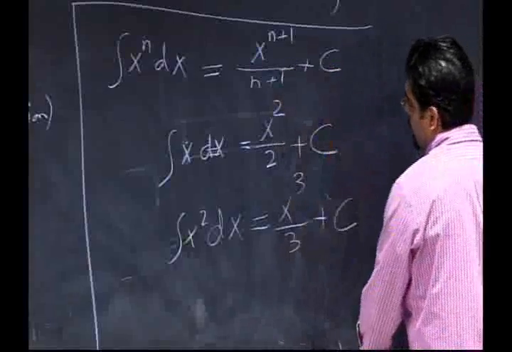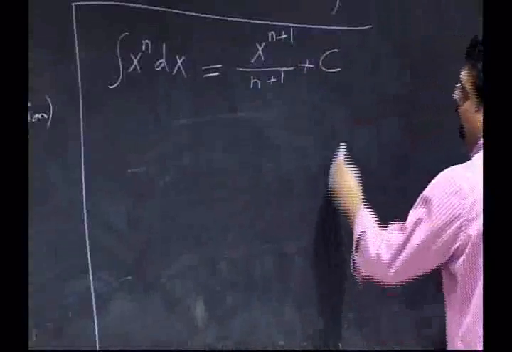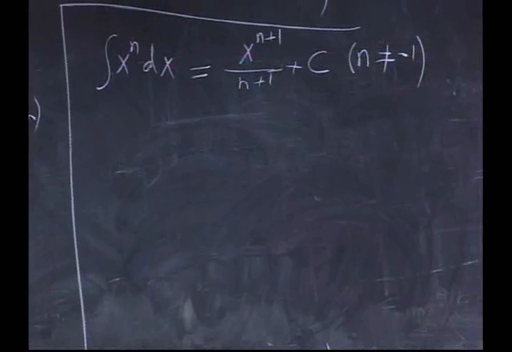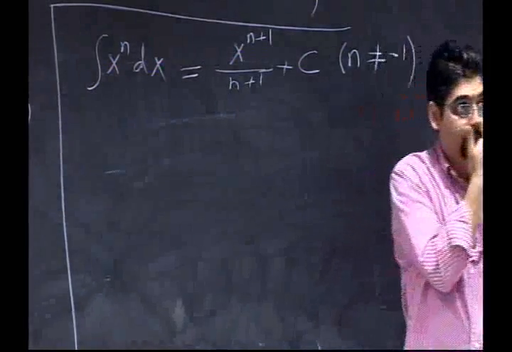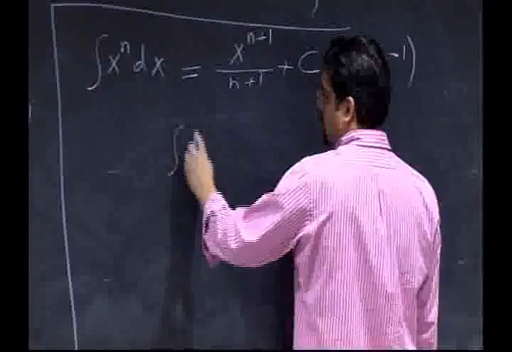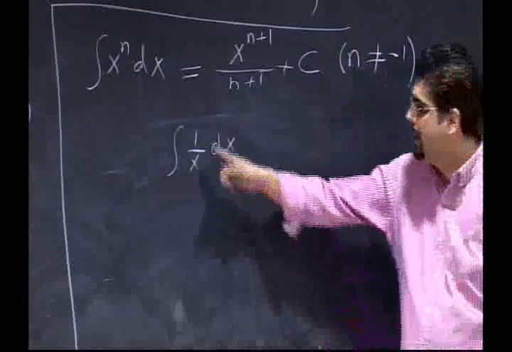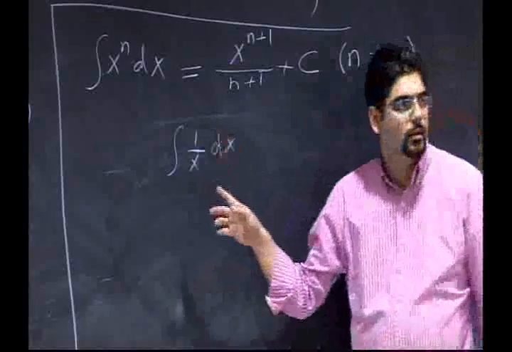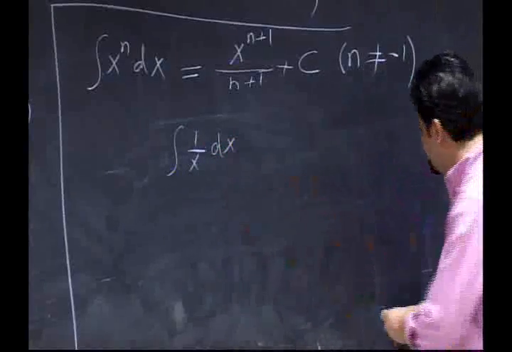But here we have to be a little careful. This only makes sense provided n is not -1. So this is like the power rule for integrals. This rule doesn't work for an antiderivative of 1 over x, which is x to the -1. We can't find it using this rule. Actually, this is a special function that we deal with in calculus 2, so we won't have to deal with that right now.